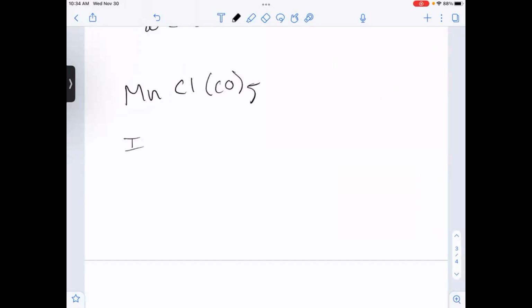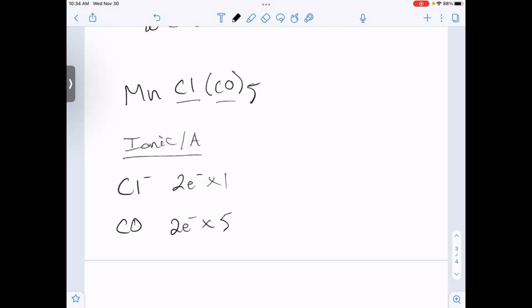So if I go through the ionic version, or method A that was described in that slide, the way I would go through counting things is I'm going to look at the ligands here first. And I have 1 chloride and I have 5 carbonyls. So for chlorine to be a 2-electron donor, it is going to have to be Cl minus. So Cl minus will be a 2-electron donor, and I have 1 of them. For the carbonyls, it's already a 2-electron donor as a neutral ligand, so I don't have to change its charge. It's just a 2-electron donor already, and I have 5 of them.